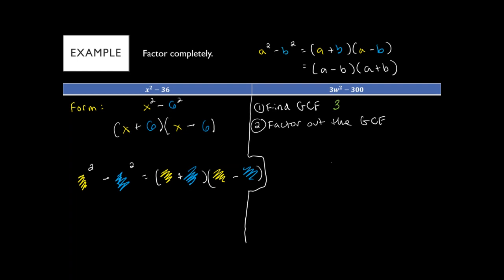So I generally do this in my head at this point, but I'm going to show all the steps. So you put your GCF in front, and I'm going to stick with my color coding. And then you take what you have with 3w squared and you divide it by the GCF. And then we have a minus, and then we have 300. And we divide it by the GCF.